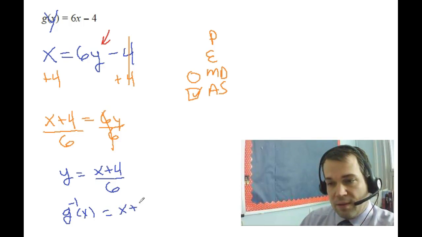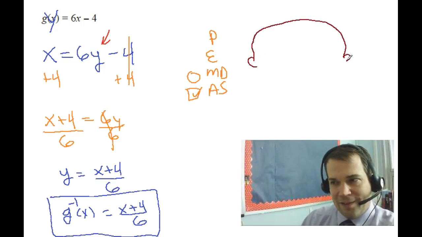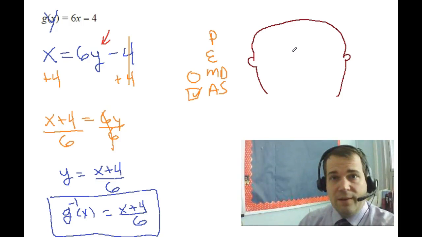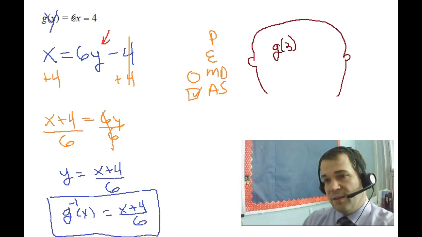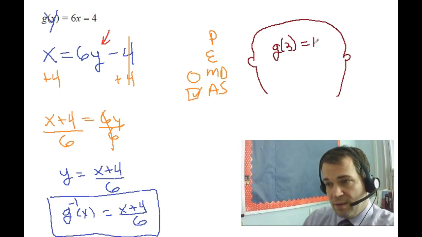And my last thing I want to do is just do my very fast mental check, which I do slowly on the video so you can work ahead of me, hopefully. I pick a random number, 3. I'm going to throw 3 into g. So whatever I throw into g, it's 6 times that thing, so 6 times 3, 18. I'll then subtract the 4. 18 subtract 4 is 14.